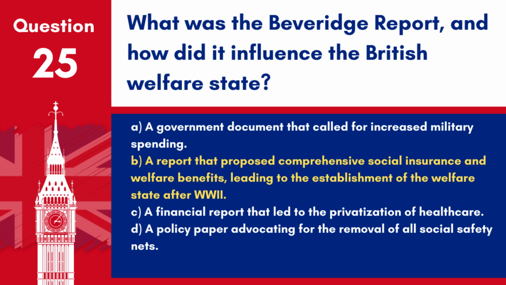Answer B. A report that proposed comprehensive social insurance and welfare benefits, leading to the establishment of the welfare state after World War II, authored by William Beveridge. The report outlined a plan for a series of social reforms to address what he identified as five giants on the road of reconstruction: want, disease, ignorance, squalor, and idleness.